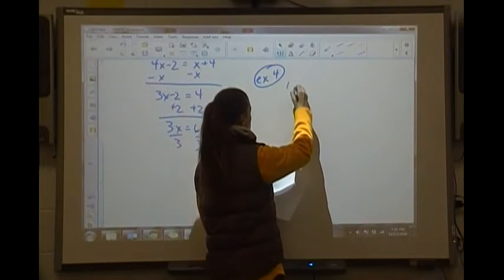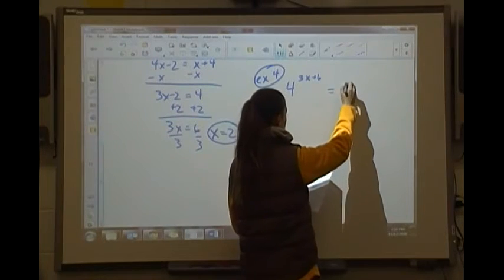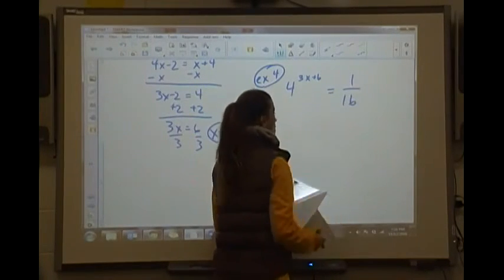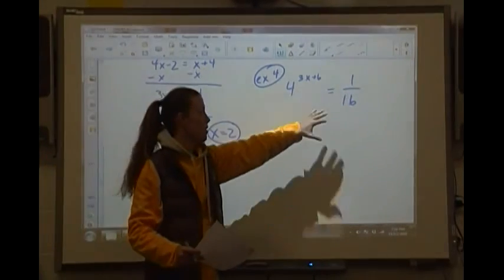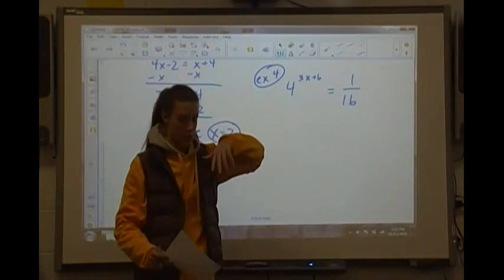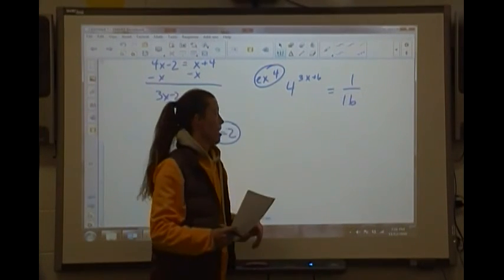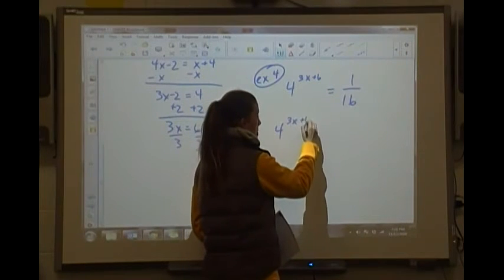How about 4 to the 3x plus 6 is equal to 1 over 16. So we've got a couple options here. We could change this to have a base of 4. It's probably the easiest one. Then we only have to change the 1 over 16. Or you could change them both to have a base of 2. But sometimes that's a little more complicated. So I'm going to change this to have a base of 4.